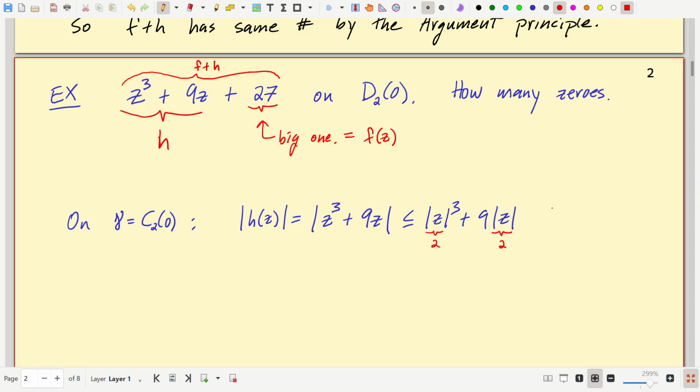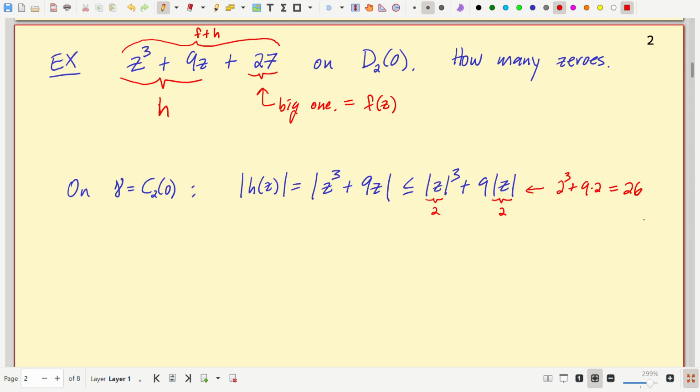So that would be 2 cubed plus 2 times 9. That's 18 plus 8. That's 26. Oh, that's kind of squeaking by. But that's definitely less than. So the aha here is that the modulus of h of z is less than or equal to 26. And that's strictly less than, importantly, 27, which is the modulus of my f of z.